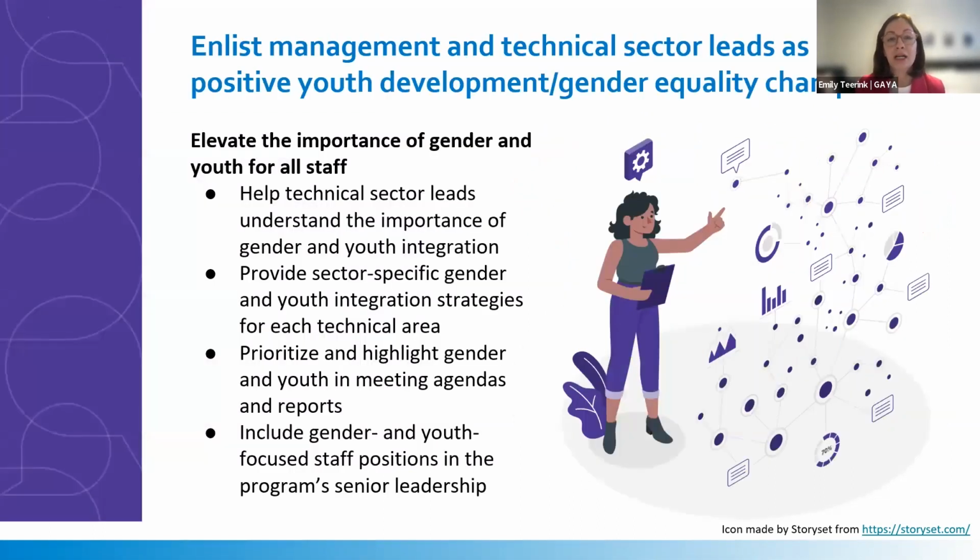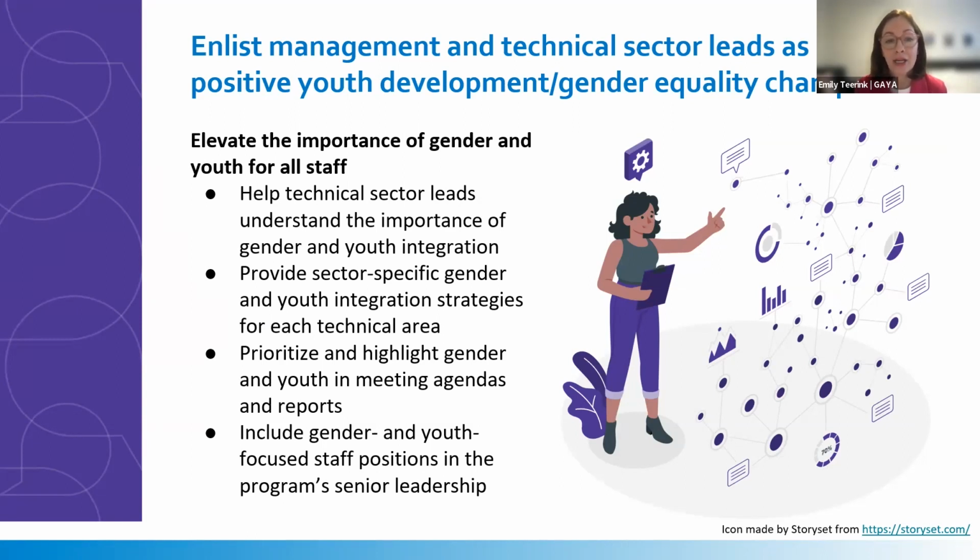To address these challenges, Gaia recommends that implementing partners elevate the importance of gender and youth for all team members. For example, this could involve helping technical sector leads understand the importance of gender and youth integration to achieving their sectoral outcomes. Another way to elevate the importance of gender and youth is to provide sector-specific gender and youth integration strategies for each technical area outside of gender and youth, such as food security, WASH, and agriculture.